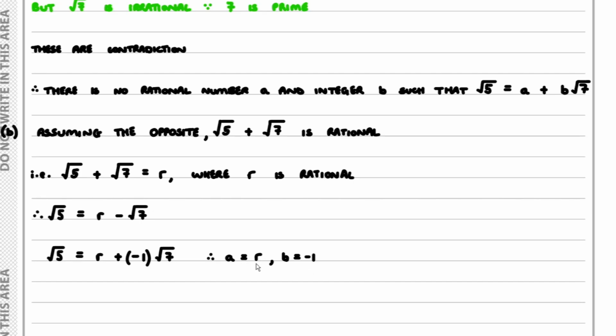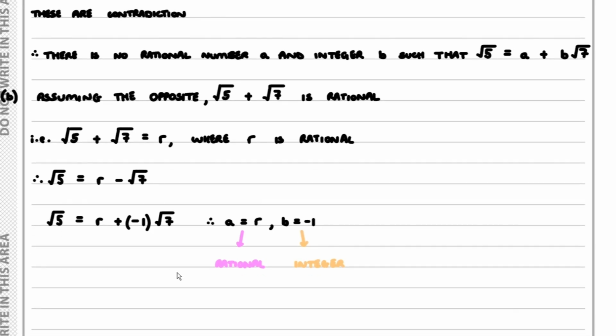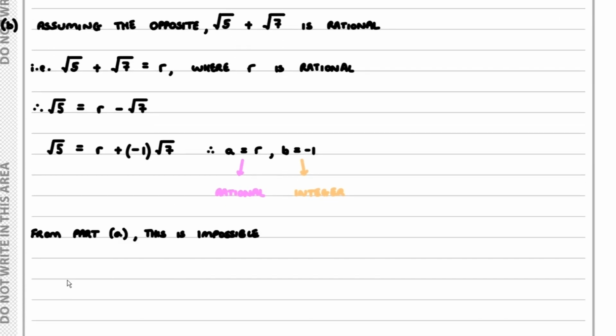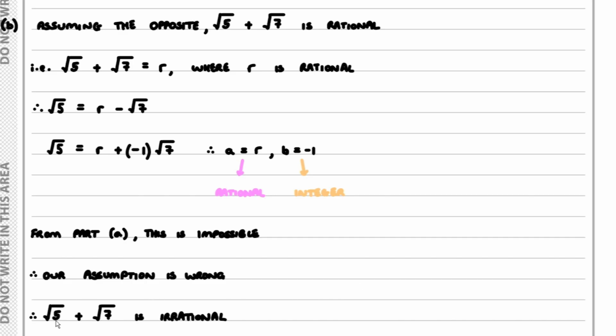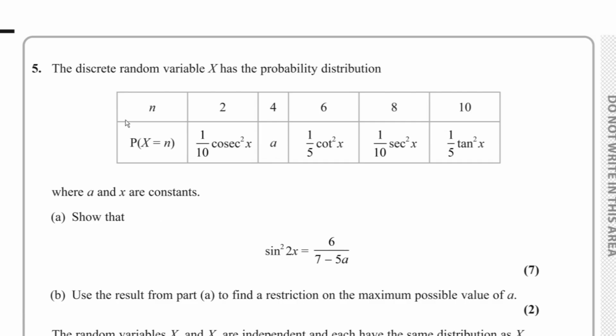Now, if we have a equals r, of course r is rational, and where we have b equals negative 1, well, this is an integer. And what we know from part A is there is no rational number a and integer b such that root 5 equals a plus b root 7. So we know that this result is impossible. And that's what we found in part A, meaning our assumption is wrong, and therefore root 5 plus root 7 is irrational.